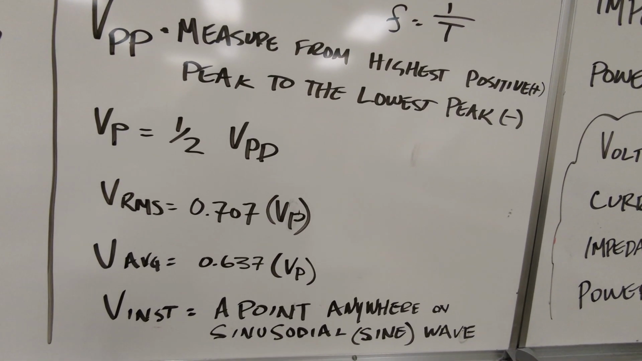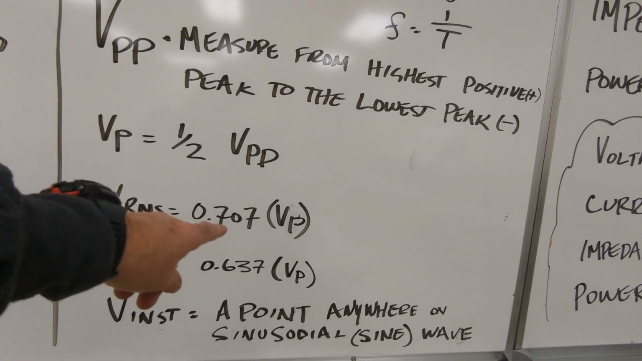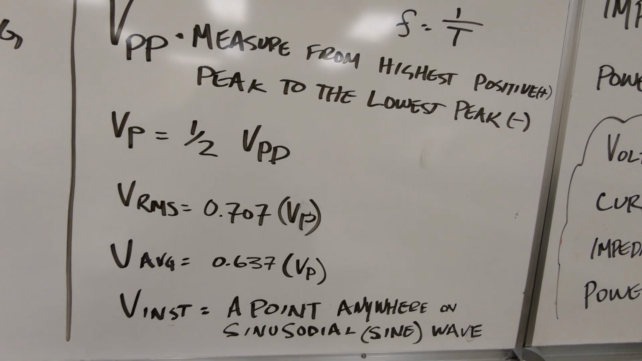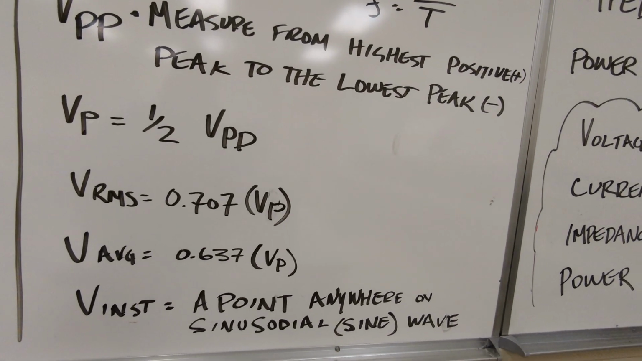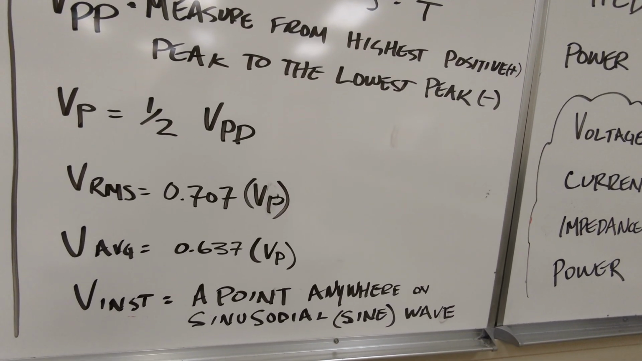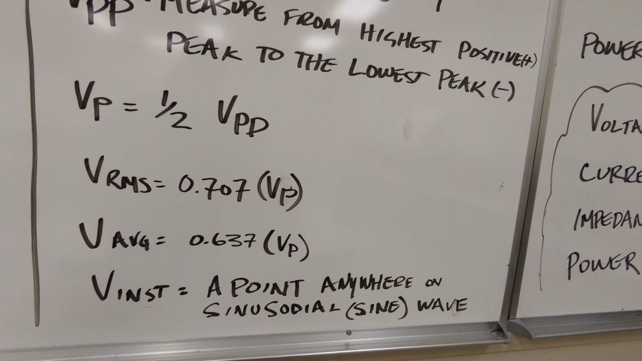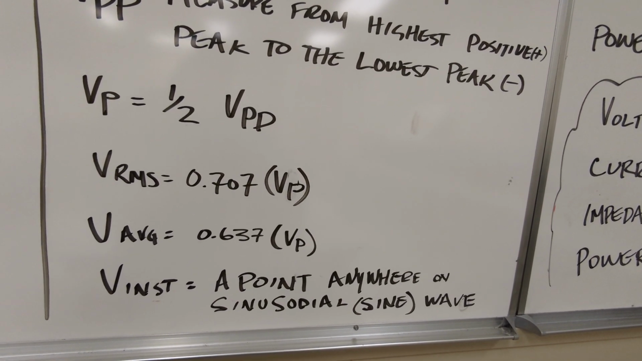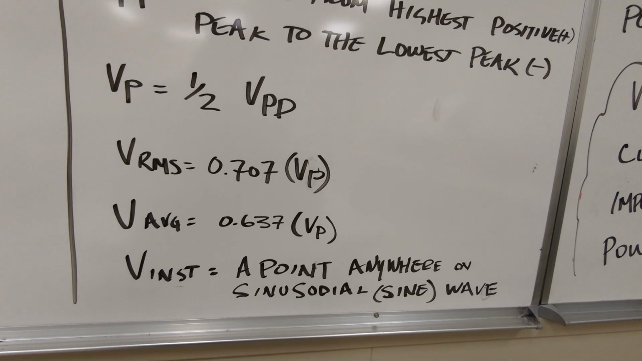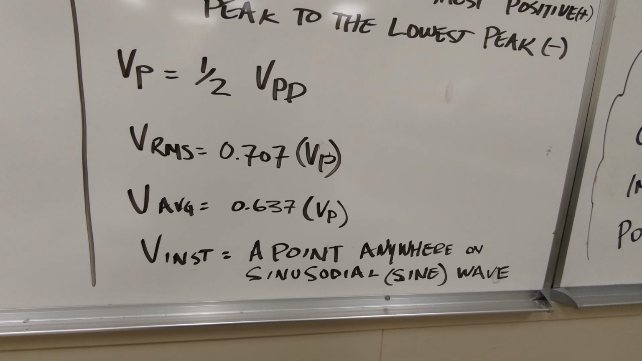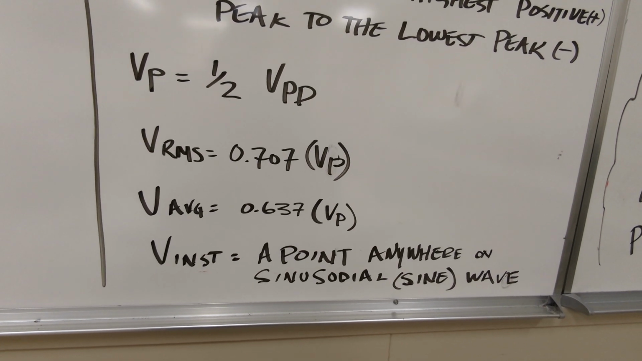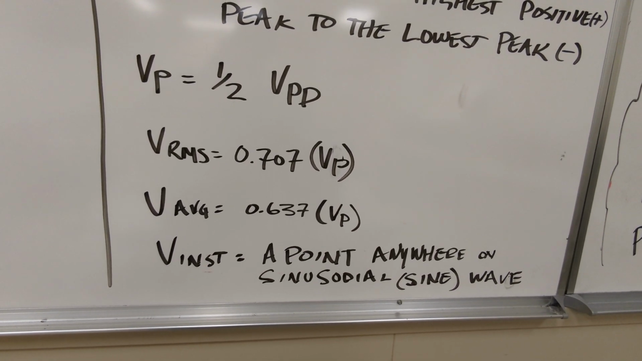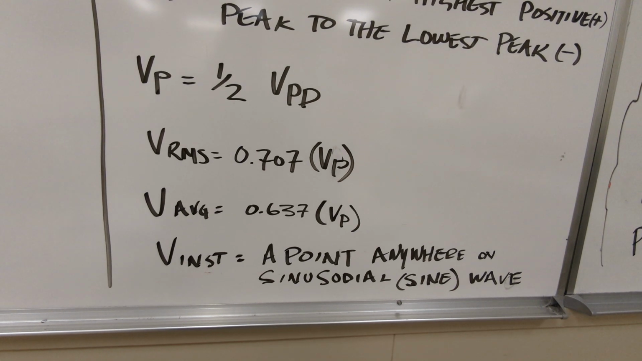Voltage RMS is what my digital meter reads. The voltage RMS right here is going to be about 70%. We take the voltage peak and multiply it by 0.707 to get that particular answer for voltage RMS. That is what your digital multimeter will read. The voltage average is a lot of times used with the power industry. The voltage average is 0.637 of the voltage peak.